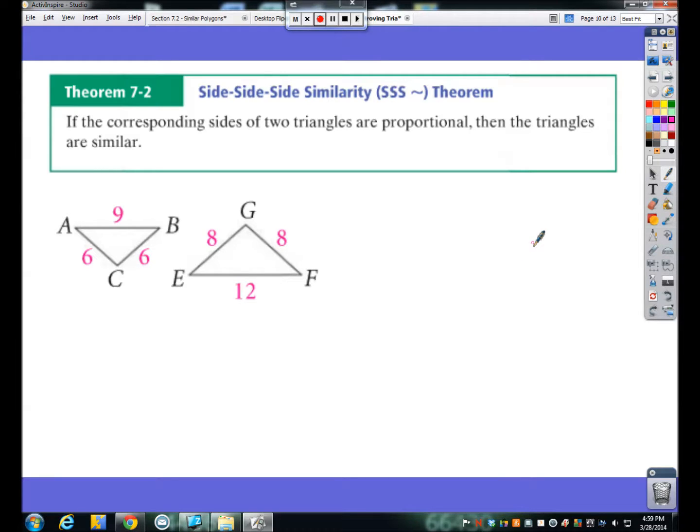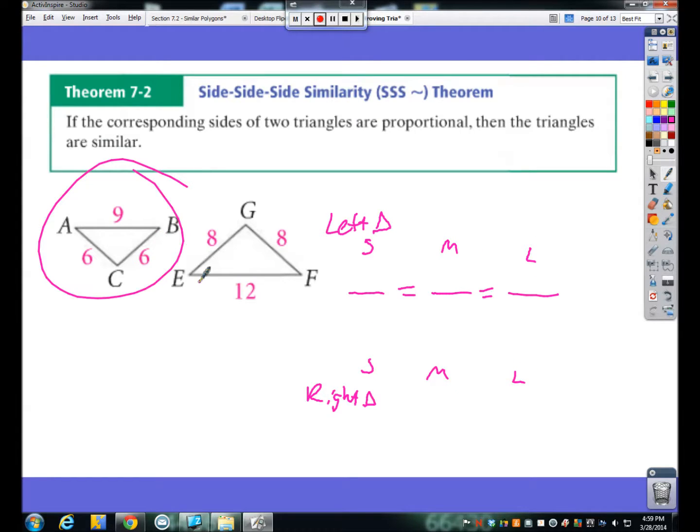Now to prove that triangles are similar by side, side, side, you just have to check all three sets of side ratios. And again, let's just set it up like this. Left triangle, right triangle, small, medium, large, small, medium, large. Now, in the left triangle, small and medium, we got a tie here. So which 6 do I know where to put where? Doesn't matter.